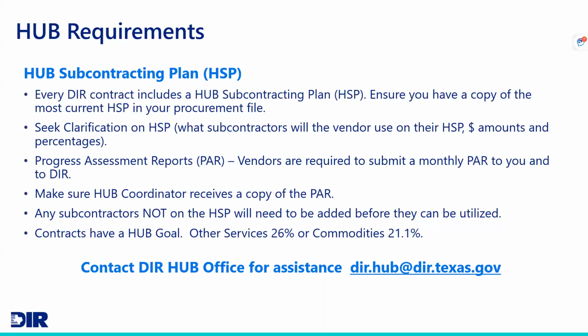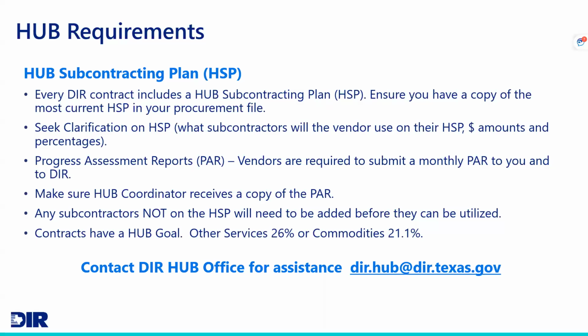Vendors are required to submit a progress assessment report to you and to DIR. It's important that your HUB coordinator gets a copy of that PAR report because higher ed and state agencies are required to report their HUB spending to the comptroller twice a year. Also remember that any subcontractors not on the HUB subcontracting plan do need to be added before they can be utilized. And then our contracts do have HUB goals.